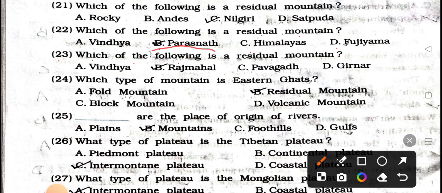Number 23. Which of the following is a residual mountain? A, Vindhya. B, Rajmahal. C, Pavagadh. And D, Girnar. Answer is option B, Rajmahal.